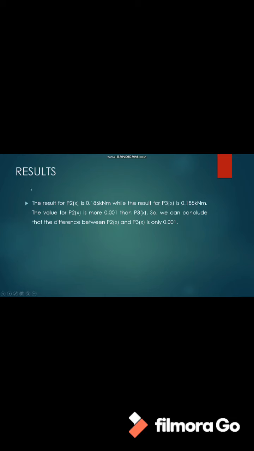Lastly, for results, the result for P2(x) is 0.186 kNm, while the result for P3(x) is 0.185 kNm. The value for P2(x) is more by 0.001 than P3(x). So, we can conclude that the difference between P2(x) and P3(x) is only 0.001. Okay, that's all from me.